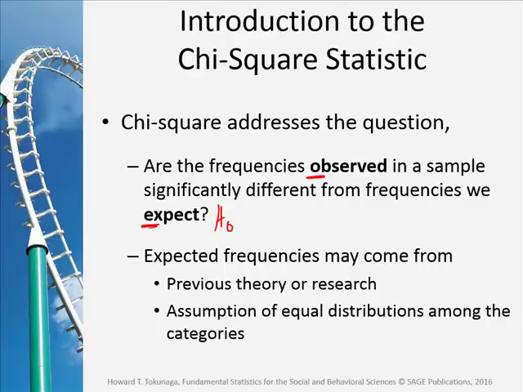So an assumption could also be called an expectation, right? So maybe our null hypothesis could be that alpha, beta, gamma, and delta are all equally distributed in the population. Wouldn't that be a null hypothesis? That they're all the same?